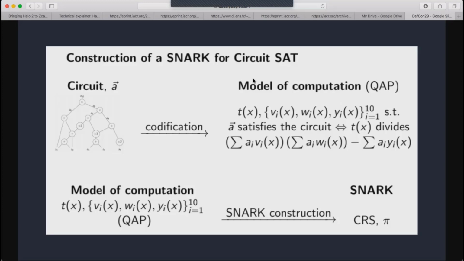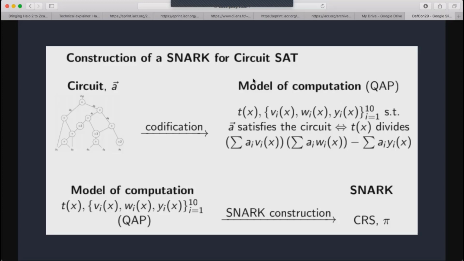So you have to convert a circuit into a quadratic arithmetic program. This is the codification happening. So this kind of NP-hard problem can be solved using the binary SAT problems. There are different kinds of SAT problems. These binary SAT problems can be solved using the construction of a SNARK. And here we deal with a SNARK where there is a common reference string.